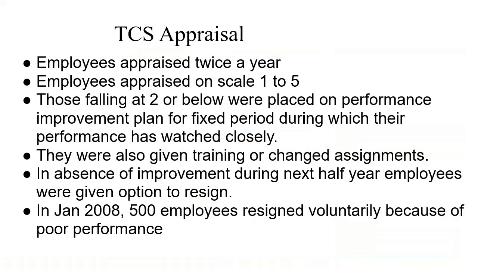TCS performance appraisal system. Employees are appraised twice a year. Employees are appraised on a scale of 1 to 5. Those falling at 2 or below were placed on a performance improvement plan for a fixed period during which their performance was closely watched. They were also given training or changed assignments. In absence of improvement during the next half year, employees were given the option to resign. In January 2008, 500 employees resigned voluntarily because of their poor performance.